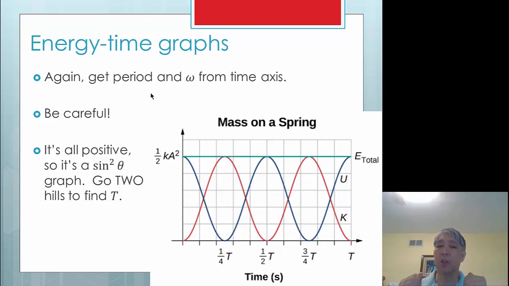Because they're sine squared graphs, you need to remember that I get two hills and valleys in the picture before I get to a period. So you need to be a little bit careful. I can't do it off of a total energy graph because it's just a flat line, and I can't get any information out of a flat line. But you have to remember you have to go two hills and valleys to find the period T. And you have to remember that energy graphs will always be positive. So double check your axes and look for information like that.